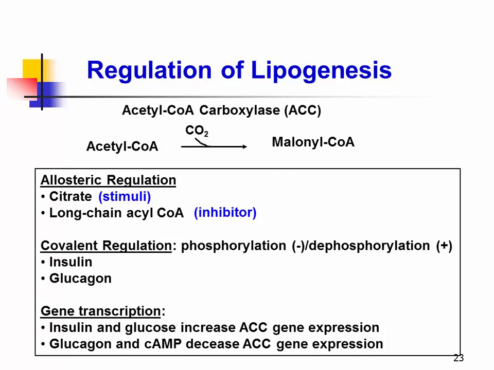And the second is covalent regulation, which regulates ACC phosphorylation and dephosphorylation. The hormonal factors usually regulate the phosphorylation and dephosphorylation, right? So insulin and glucagon, again, do the opposite and regulate phosphorylation and dephosphorylation.